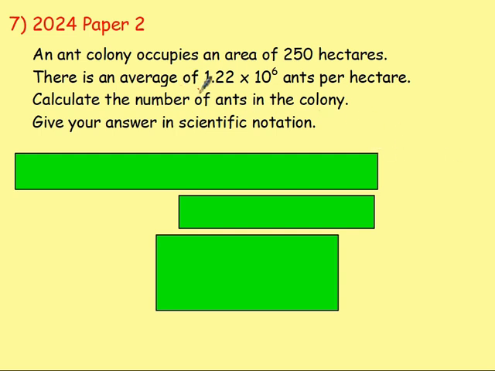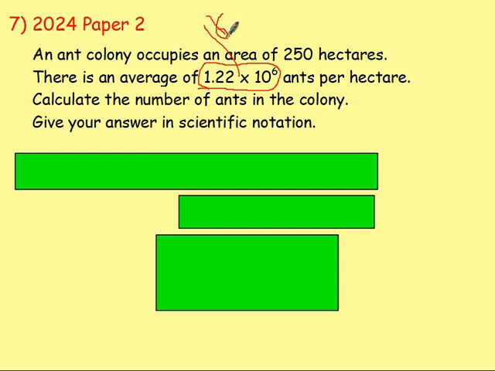Once again, if you sometimes find these questions a wee bit confusing with what you actually do, let's just change that number. Imagine if 1.22 times 10 to the power of 6 was just another number. Imagine if it's 6. Let's say there's an average of 6 ants in each hectare. And an ant colony occupies an area of 250 hectares. Well, if you know there's 6 ants in each hectare and you've got 250 hectares, what would you have to do? Yeah, there's 6 of them in each one. You would times that by 250 because there's 250 hectares.